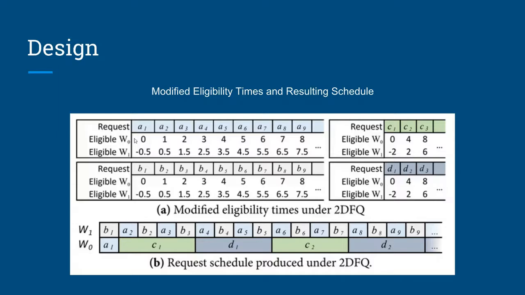So here is your eligibility time for A1. On worker thread 0 it is 0. On worker thread 1 it is negative 0.5. All right, and you'll notice that the lower numbers here mean it's going to be eligible to run sooner, so that is the thread that it's going to prefer. And worker thread 1 ends up being the preferred thread over time for API A.